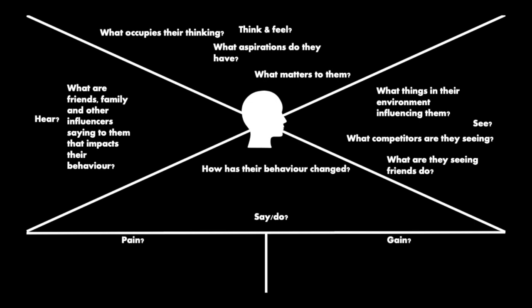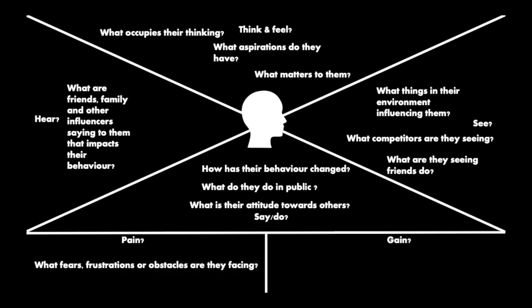Say and do. How has their behaviour changed? What do they do in public? What is their attitude towards others? Pain. What fears, frustrations, or obstacles are they facing? Gain. What does success look like? What are they hoping to get? So groups get together and fill out each of the sections, using their own personal knowledge or any data they have collated. It is good for general customer segmentation.